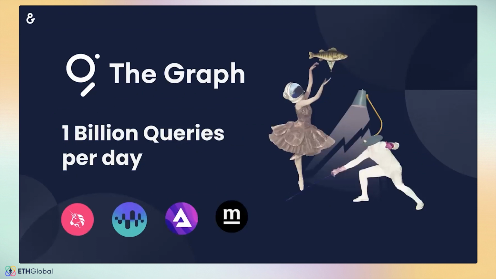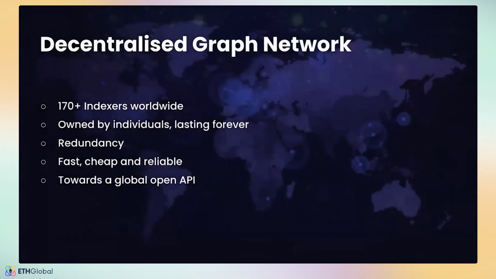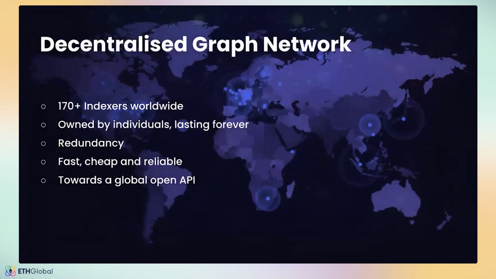The hosted service currently sees 1 billion queries per day, or even a little bit more, depends. So it is really powering a lot of the dApps that we see currently. Uniswap is the most famous example that uses this, but we have also others like Enzyme or Audius or mStable. There are a bunch of them. And it's not only the hosted service, it's also a decentralized indexing network protocol. So there are more than 180 indexers, I think, currently worldwide, owned by individuals.